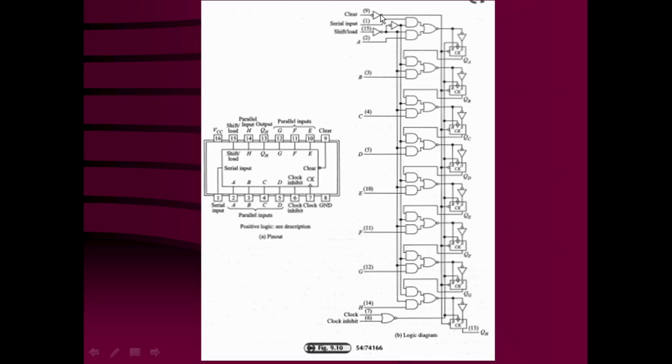There is a clear input, and this input is connected to all the flip-flops. You can see that there is a bubble here, so the clear signal is active low. When the clear input is low, as you can see here in the IC also, where this bubble is, all the flip-flops are going to be reset, or cleared, irrespective of the clock or any other inputs. So the clear input has precedence over all other controls, and all the flip-flops will be reset immediately, irrespective of the clock, clock inhibit, etc.